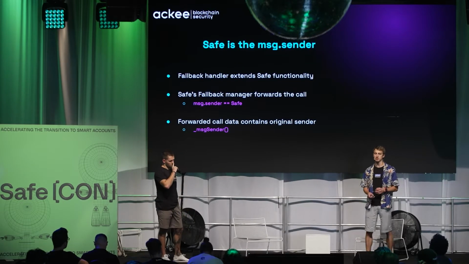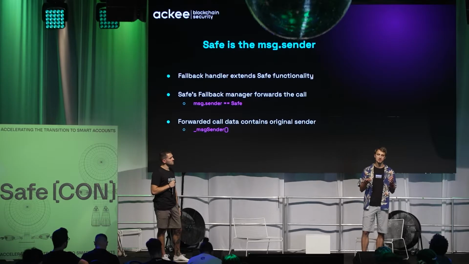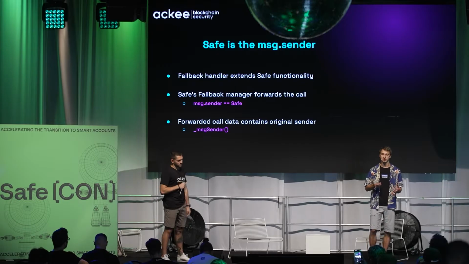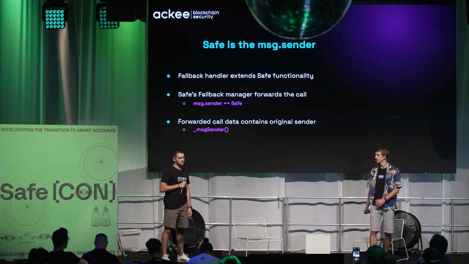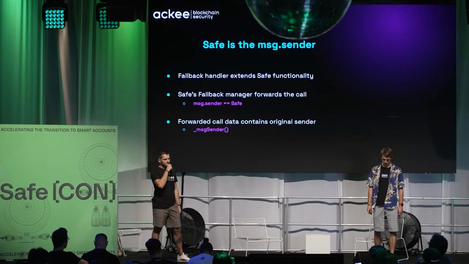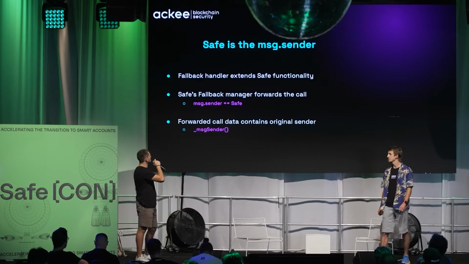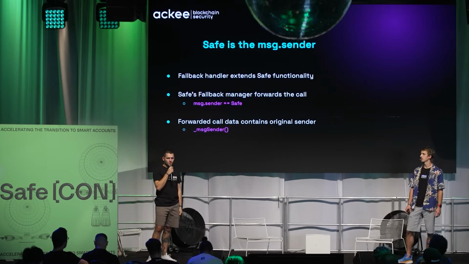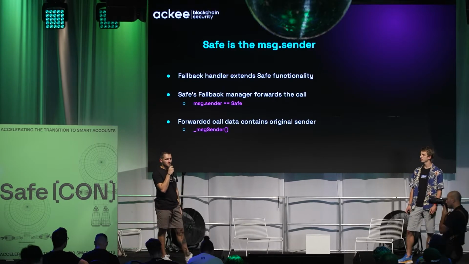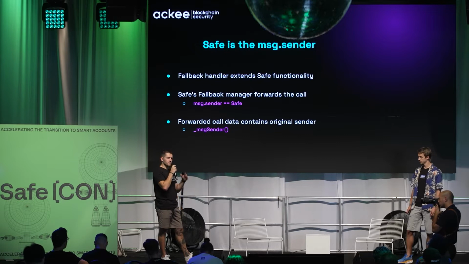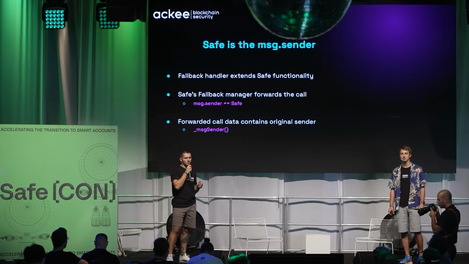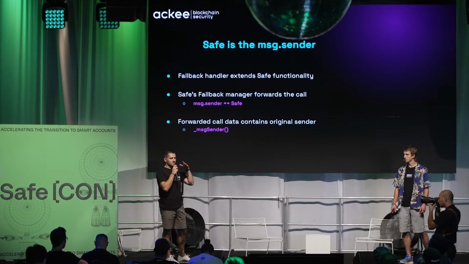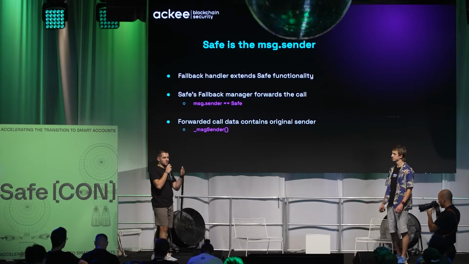Now we will talk about integration tips that you should keep in mind when you are integrating with the Safe multisig. Safe is the message sender. As Mirek said, if we want to extend the functionality of Safe, we use a fallback handler. The fallback handler is a separate contract. It is not inheriting from the Safe, and Safe is not inheriting from the fallback handler. It's a separate contract, and we need to use it that way.